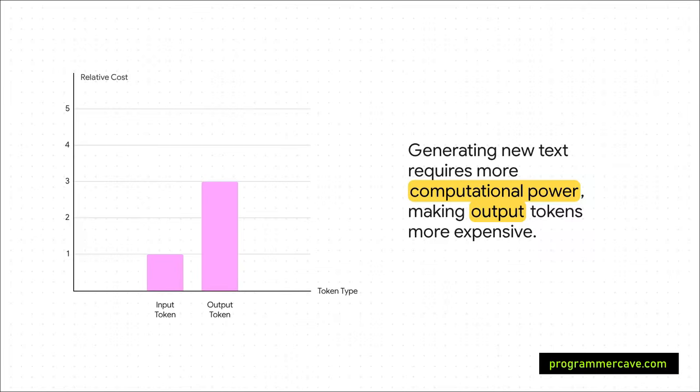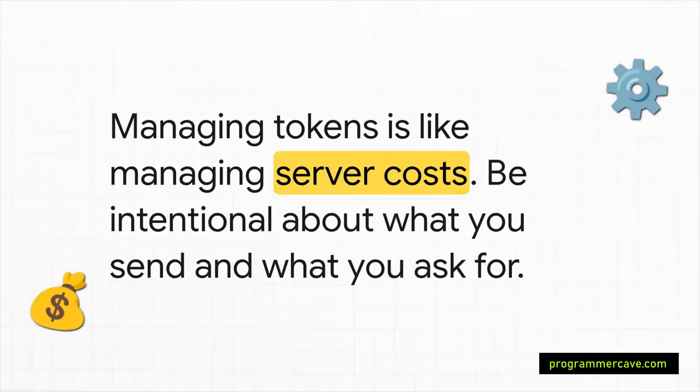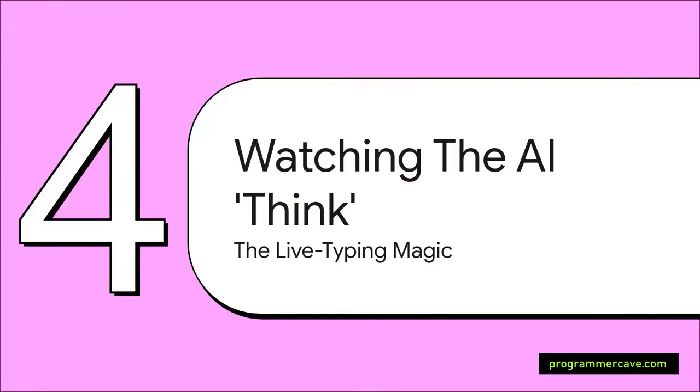Your request is pretty cheap. The AI's answer is what's expensive. So, for anyone out there building apps for AI, listen up. Managing your tokens is just as important as managing your server costs. You really have to be intentional about it. Every single piece of context you send in and every word you ask the AI to generate has a direct cost.